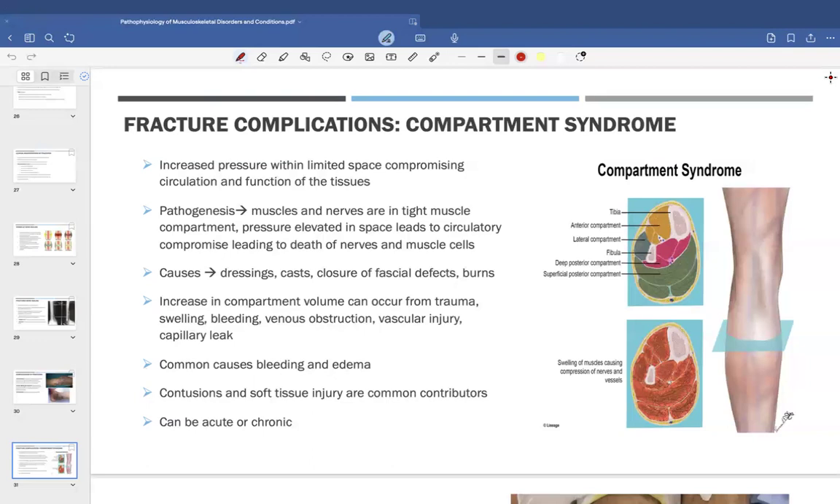A lot of things can lead to the increased compartment volume, and so keep in mind, gravity is not our friend here. So when you tell patients, when we put a sling on somebody, the goal of the sling is not to have them hanging down like this. How many people do you see walking around with a sling on and the hand's still hanging down like this? Sling needs to be up and elevated.